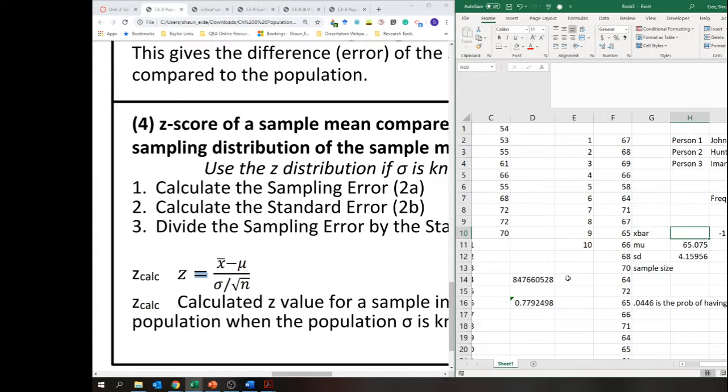So x bar equals average. Okay, so 66.1, and then mu is 65.075, and then standard deviation is 4.175, and then sample size is 10. So we did that, and we found that we have a z-score of 0.779.